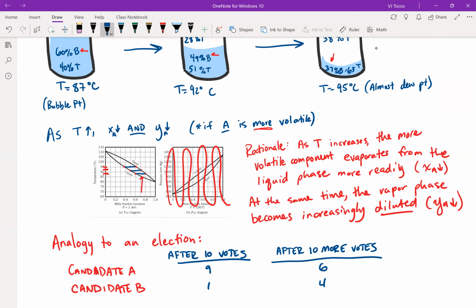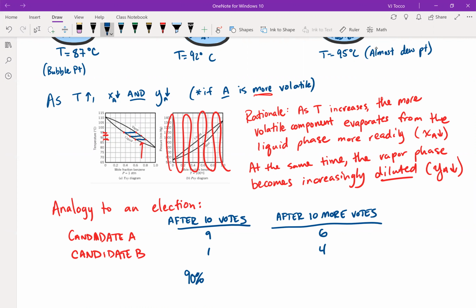So after 10 votes, you would say that because 9 people voted for candidate A, it has a 90% advantage. After the second 10, it also has an 8 vote advantage. So I want to make that distinction between the percent and the amount. So the lead here is 90% or 8 votes.